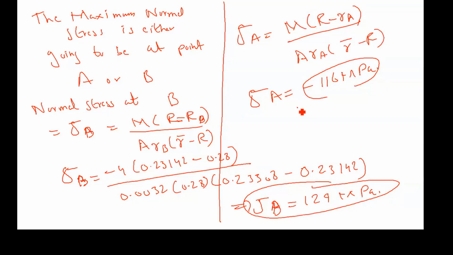Let us draw this diagram over here like this. This is point A, this is point B. It will be a hyperbolic shape. This is 116 megapascal, and this is going to be 129 megapascal.